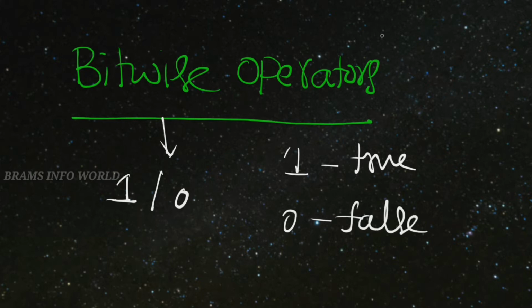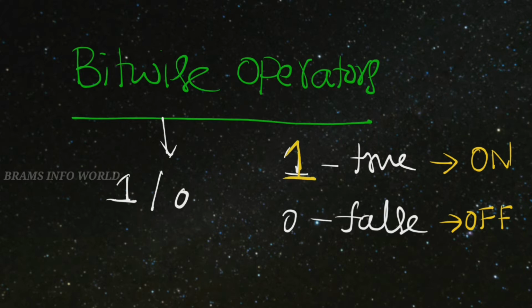So you can take the electronic circuit in our home. 1 means on, 0 means off. So when you switch on your fan, the state of the fan is 1. When you switch off the fan, the state of the fan is 0. So on and off.